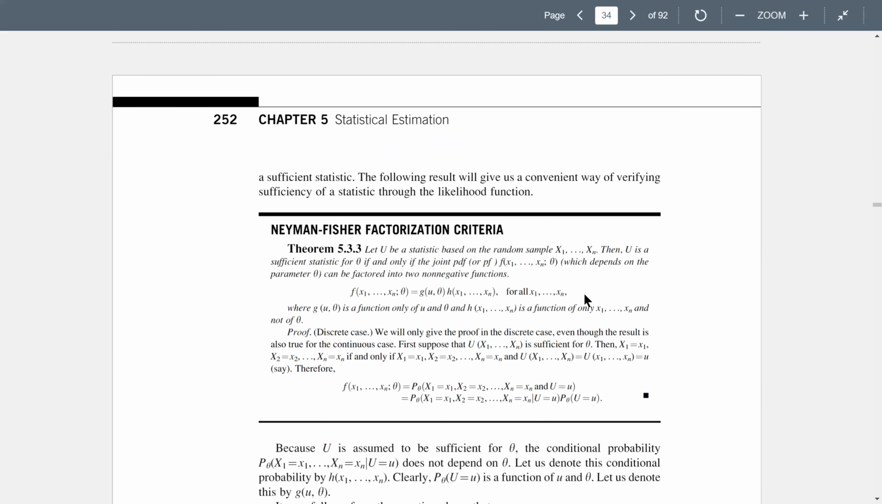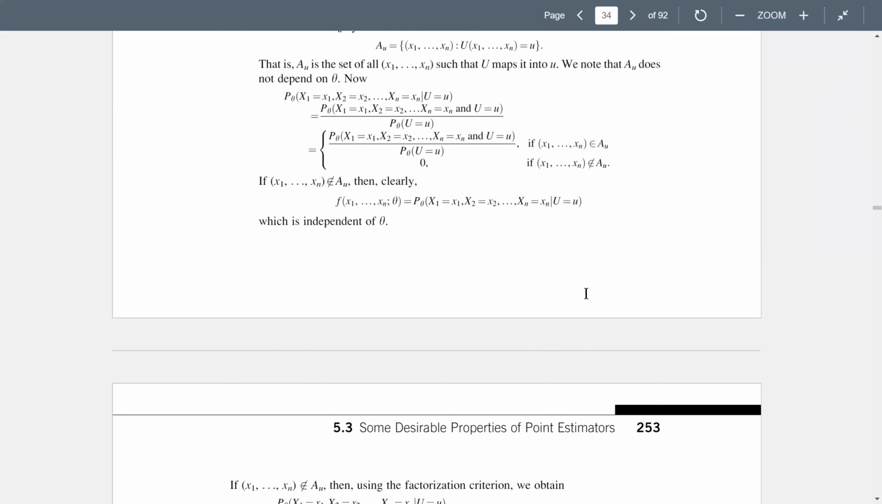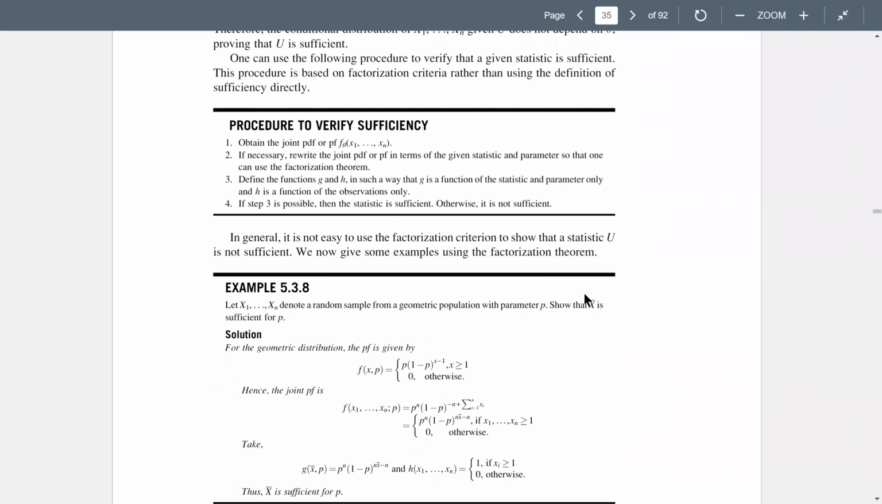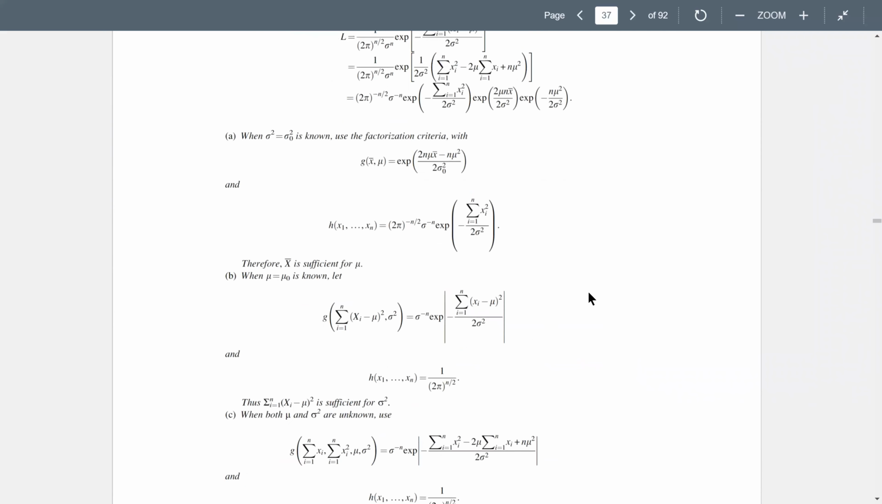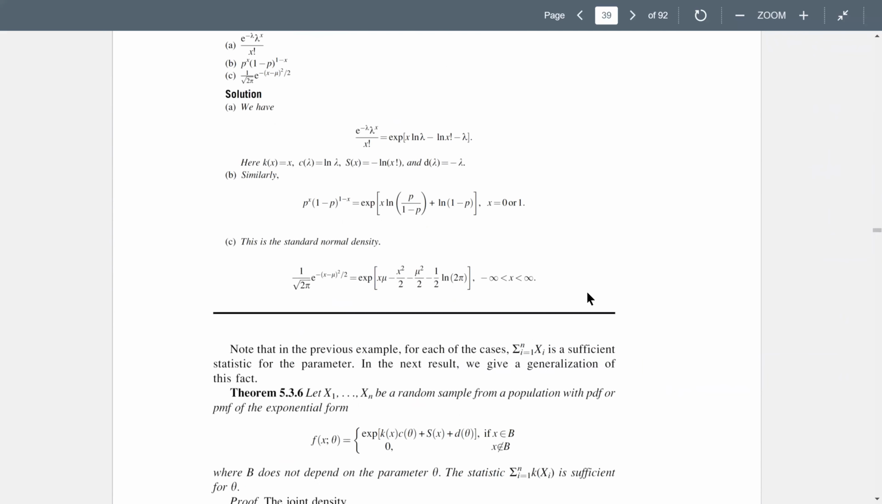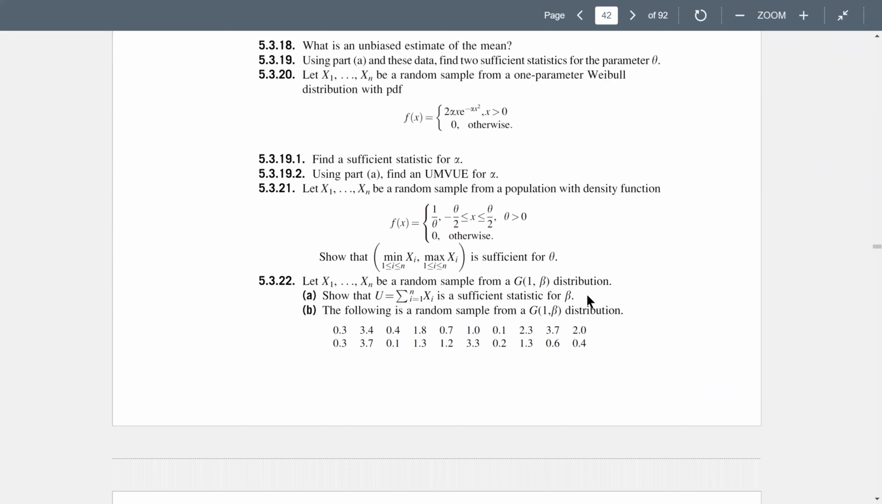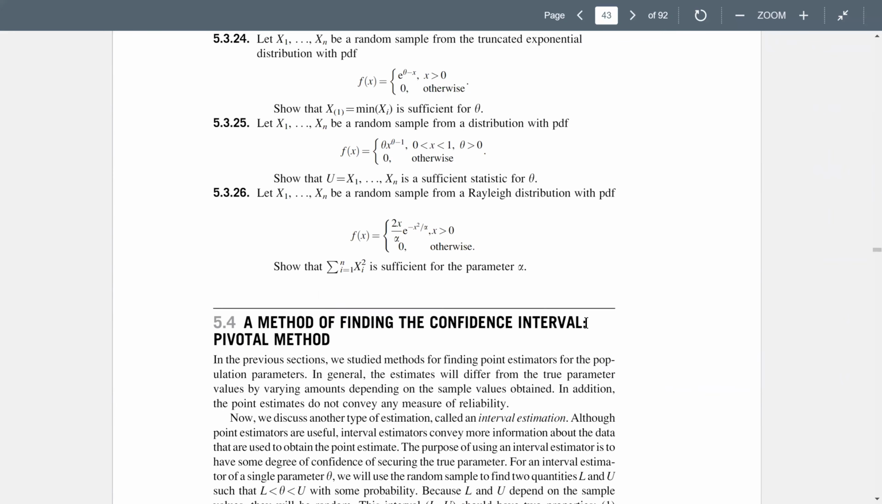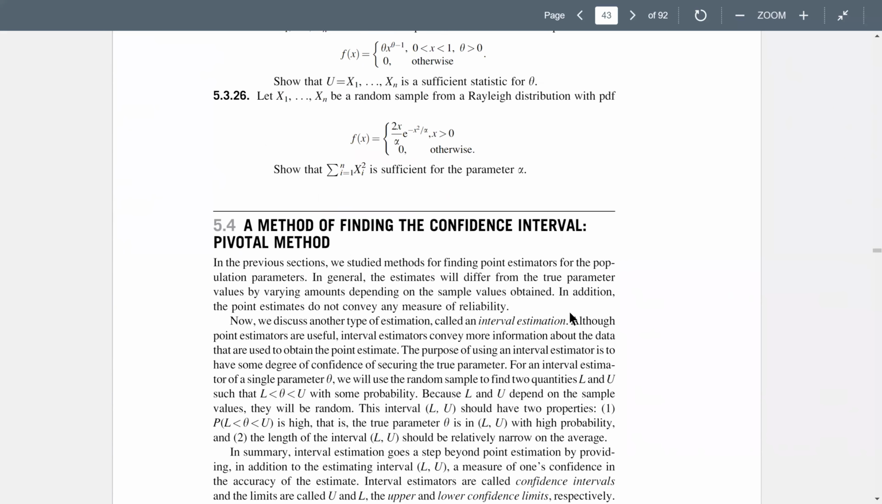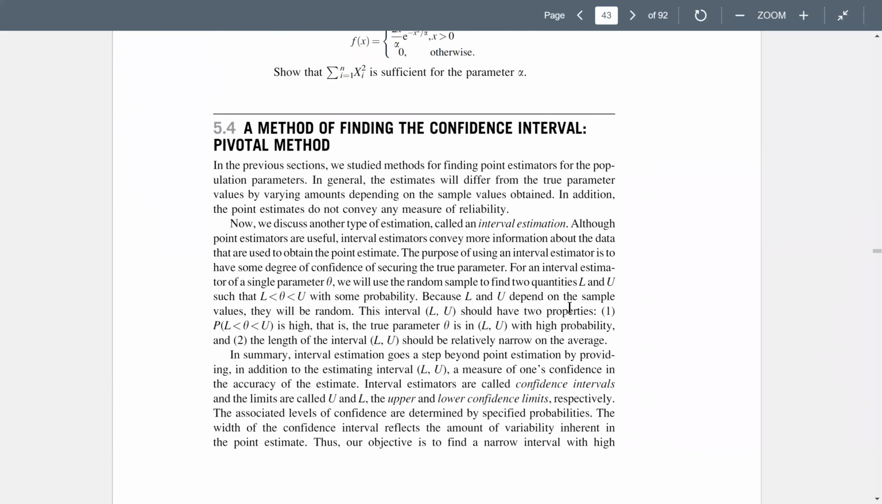We'll skip the sufficiency. It's very long. Okay, for the sake of time, we will go to 5.4. 5.4 is confidence interval using the pivotal method.